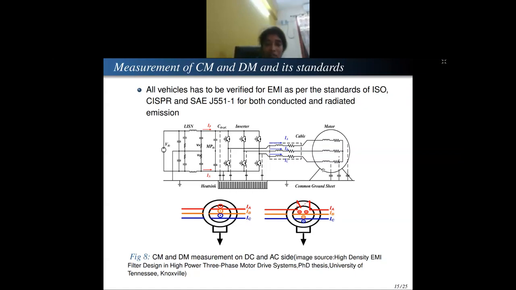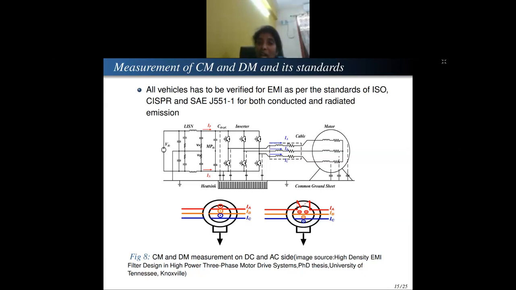As I said, the common mode component is the one which is common for all three phases, correct? It is common for all three phases. So what we can do is, this is for a three-phase system, and if you are doing it at the LISN terminal, you have to use Vx and Vy for measurement of common mode and differential mode components.